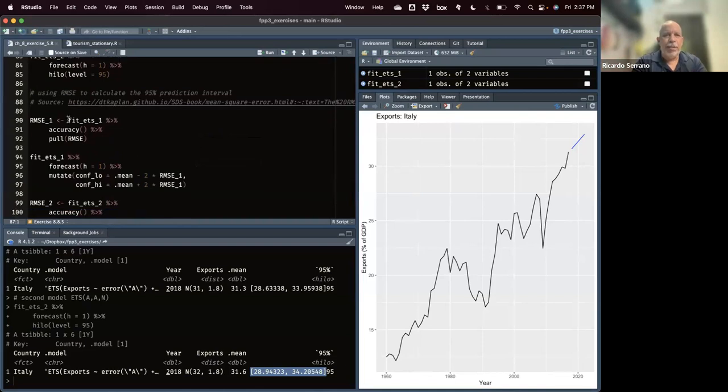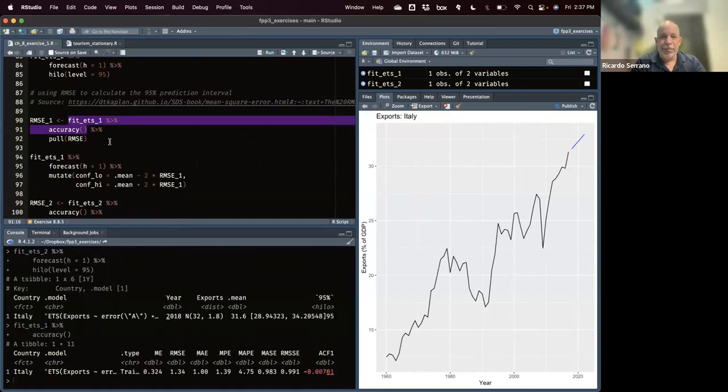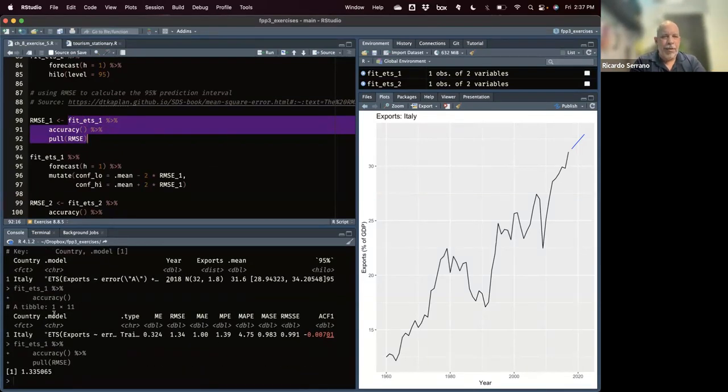So what I did was, because I have this accuracy function that gives me the RMSE, I pulled the value of the RMSE from that function and stored it in what I'm calling RMSE_1, which is the RMSE for that first model. This is the value of RMSE 1.335, which is 1.34, and I store it here.